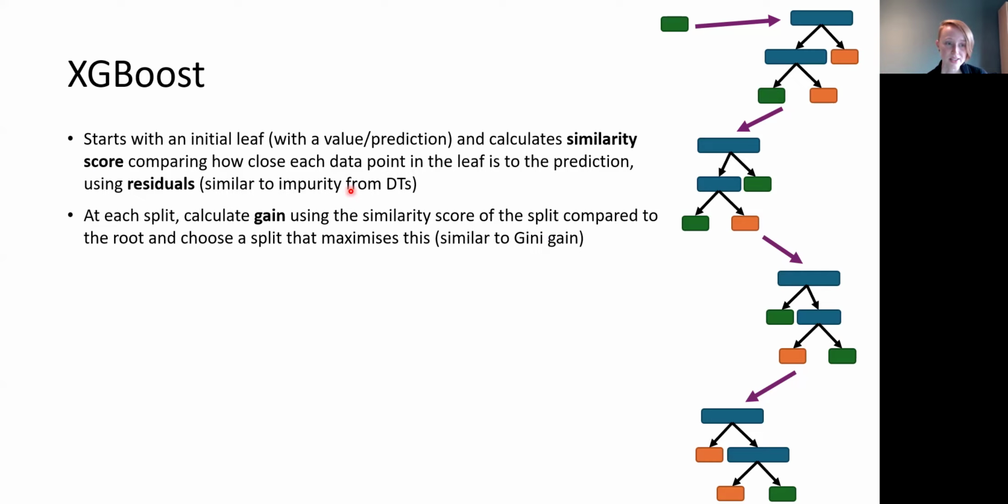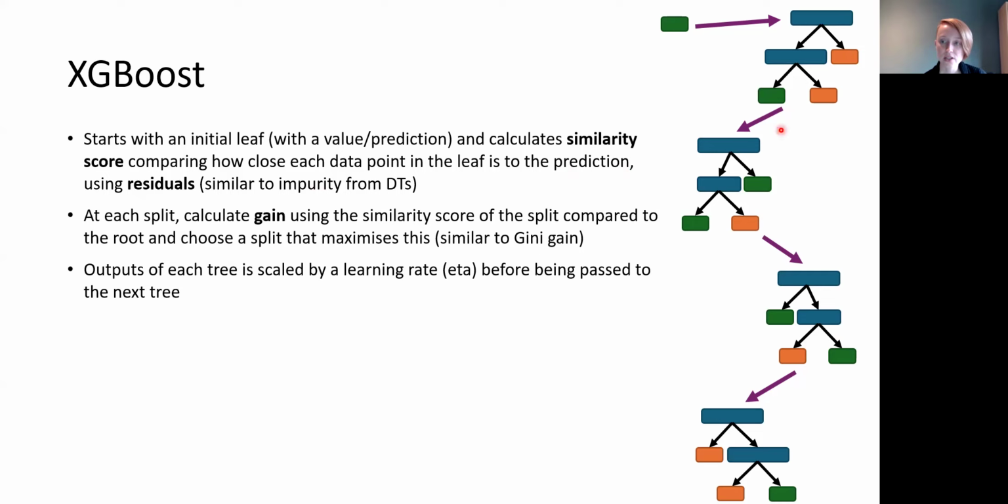Similarly to random forests, at each point that we split our tree, we want to have the best split that we possibly can at that point. With random forests, we looked at something called Gini gain, which looked at our impurity gains from each split. This time we just calculate something called gain, which uses the similarity score of the split compared to the root of that. Then we choose the particular split that maximizes the gain at each point.